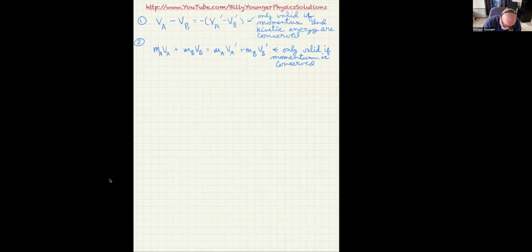I'm going to first take equation one and solve it for VA prime. So from one, I get that VA minus VB is equal to VB prime minus VA prime. Notice I've dropped the negative and distributed it through. Now I'm going to solve that for VA prime, and that gives me VA prime is equal to VB prime plus VB minus VA. So now I can plug that into equation two.